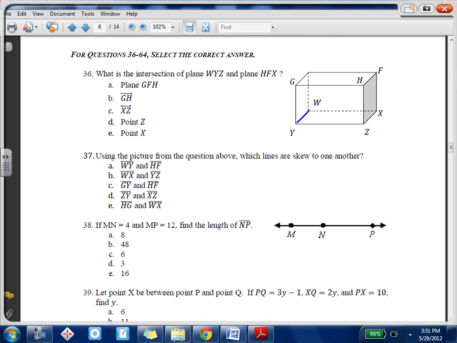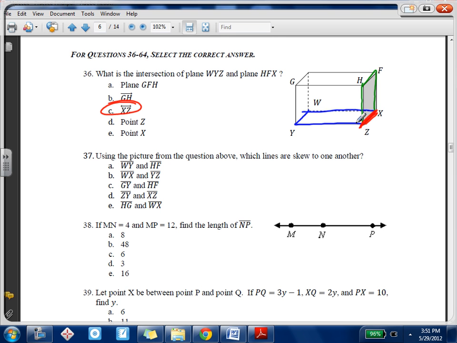WYZ, a plane, remember, is like a sheet of paper, so that's the bottom of mine. And HFX is going to be this side on the corner. Where do those intersect? Well, they intersect right along this line. That line is ZX or XZ, so my correct answer is C.